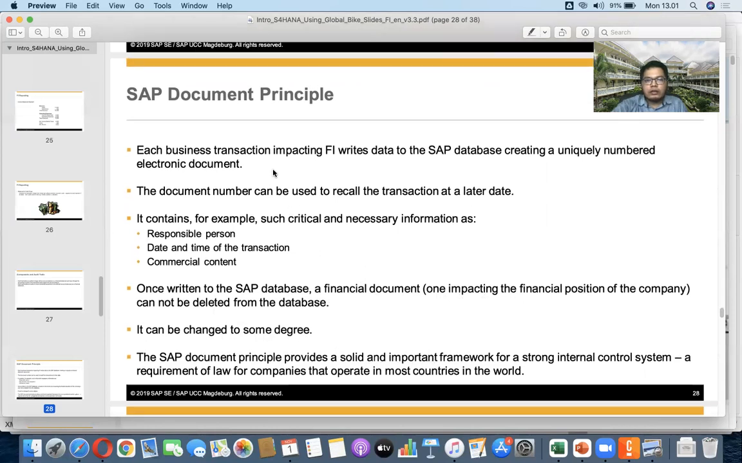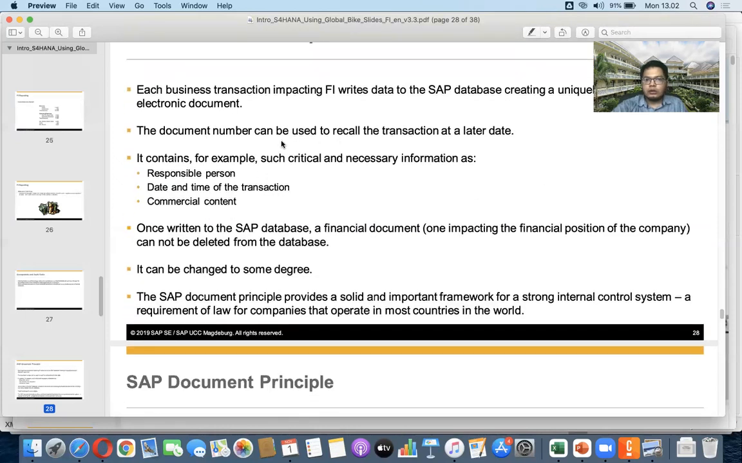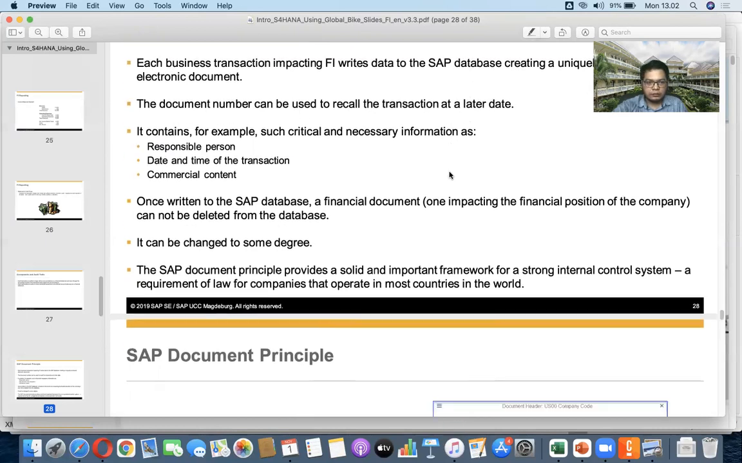There are also other advantages. Each business transaction impacting FI writes data to the SAP database, creating a uniquely numbered electronic document. Because every transaction has a uniquely numbered electronic document, it's easy to trace. When you do an audit and need to trace some document, it's easy to do that. This is also an advantage of using the financial accounting module to do audit, so that later on the document number can be used to recall the transaction at a later date.